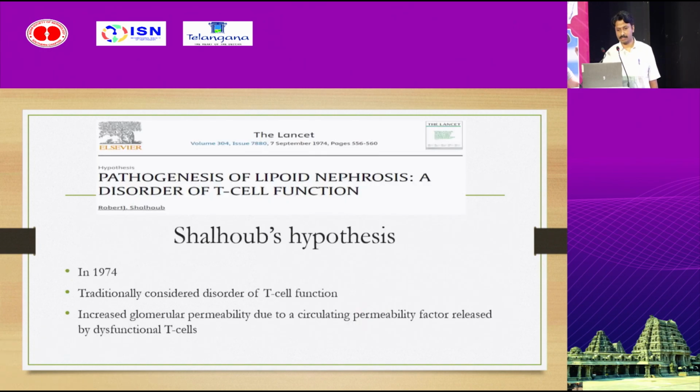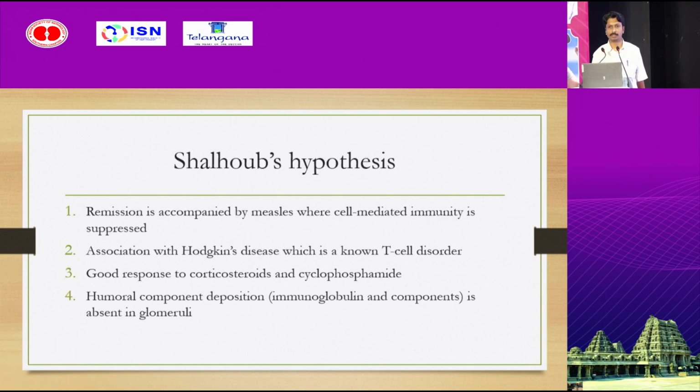It all started in 1974 when Robert J. Schnaper tried to find out what is happening in lipid nephrosis, as minimal change disease was then known. In 1974 he proposed it to be a disorder of T cell function, and he proposed that there is an increased glomerular permeability due to an unknown circulating permeability factor which is released by the dysfunctional T cells. He coined 4 supportive evidences for his postulates.